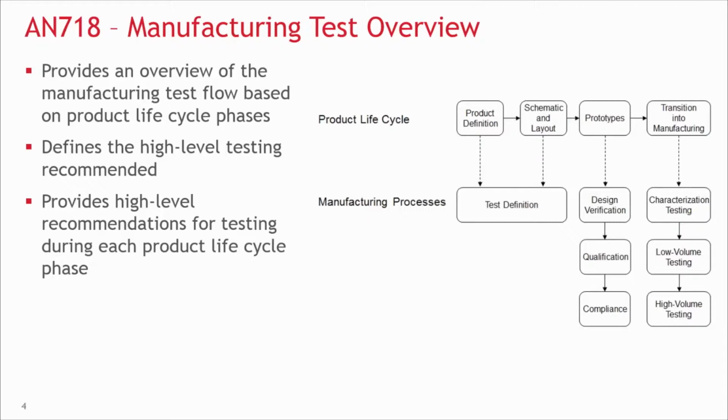AN718 provides an overview of manufacturing test flow based on product lifecycle phases. The diagram at the right shows various stages of the product lifecycle and the corresponding manufacturing test processes applicable to each phase of the product lifecycle. This application note defines the high-level testing recommended, as well as provides high-level recommendations for each product lifecycle phase. AN718 is meant to be an overview, while AN700 provides further details.